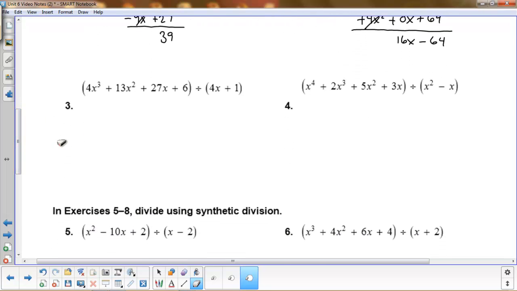All right, I hope that you took the opportunity to work through these. Your first answer should have been x squared plus 3x plus 6. And your second answer should have been x squared plus 3x plus 8, remainder 11x, divided by x squared minus x.